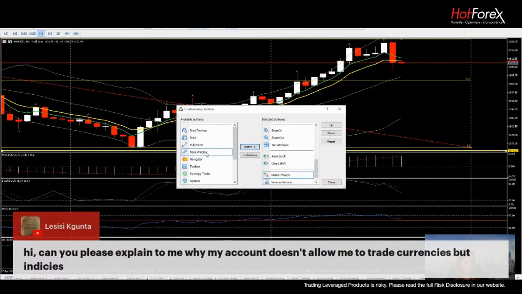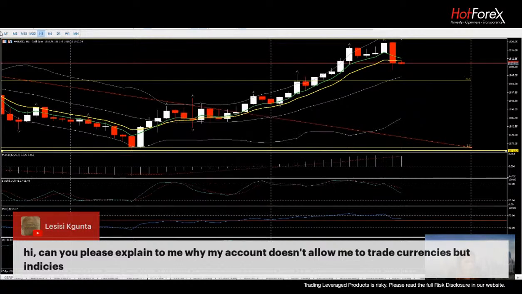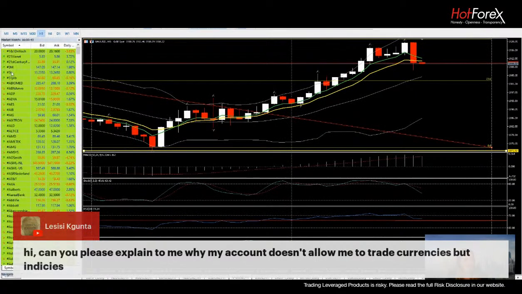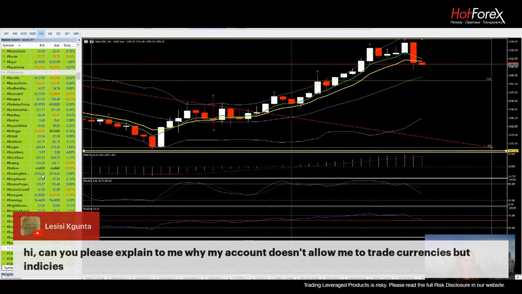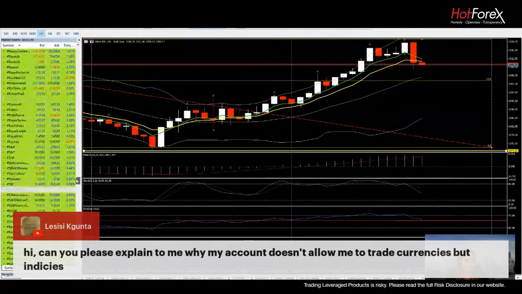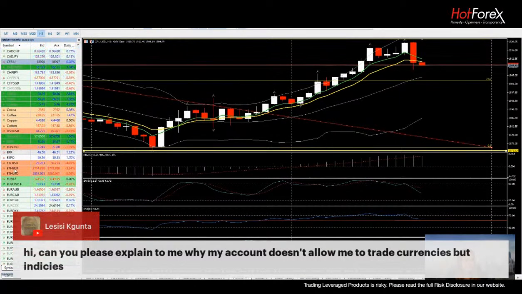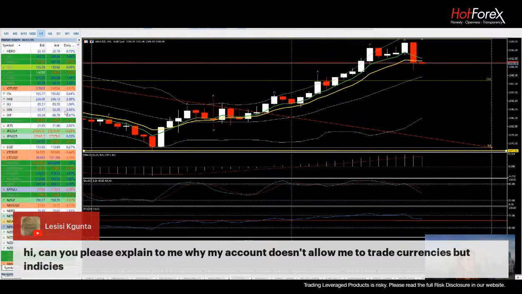I want the market watch. I want my navigator. Okay. I don't know whether you can see. Oh, that's my navigator, and I want the watch. Okay. Is my market watch, right? Where I have all the assets that the company offers. You need to right click and click show all. If you click show all, you will be able to see indices, stocks, currencies. You see currencies, commodities, coffee, cotton. You can see basically everything.